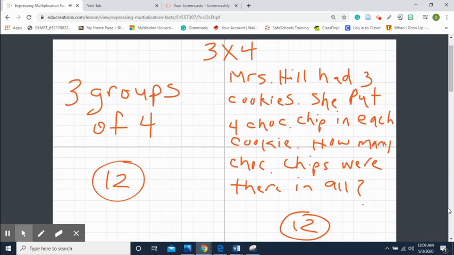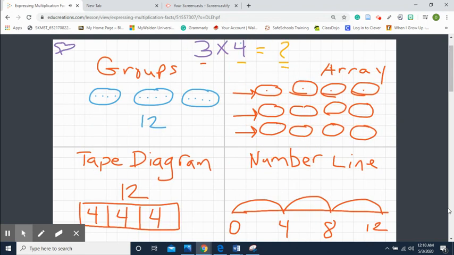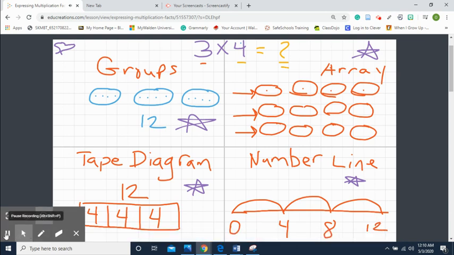And there you have it. We just expressed 3 times 4 in several ways. We did it using a word problem. We did it simply by just saying 3 groups of 4. We did it by using a number line. We did it by using a tape diagram. We did it by using an array. And we did it by groups. So whichever way is most comfortable for you, that's what you should do when you're given a multiplication expression to figure out. And up here, I'm simply going to write 12 for the product because that's our answer.